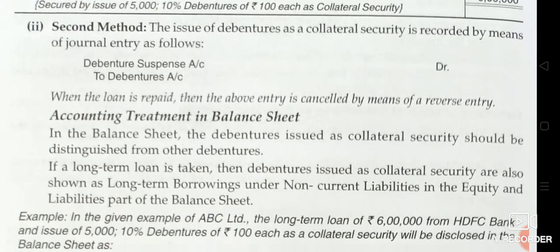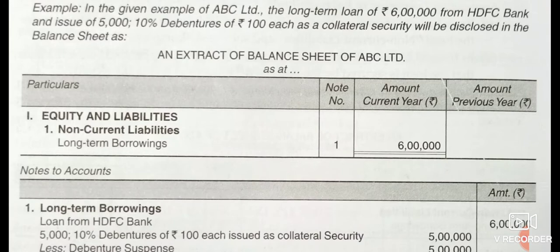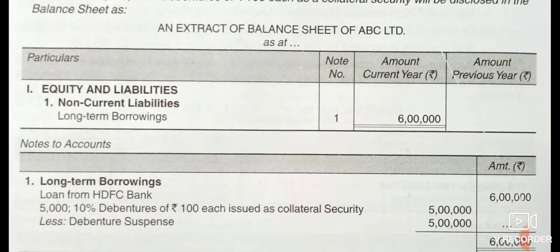In the second method, the accounting treatment in the balance sheet will be as follows. Again, the example of the long term loan taken from HDFC Bank. See, again in equity and liabilities, long term borrowings 6 lakhs, and in notes to accounts, first they will show loan from HDFC Bank 6 lakhs, and then 5,000 10% debentures of rupees 100 issued as collateral securities 5 lakhs, less debenture suspense 5 lakhs. So the amount is nil in the outer column.